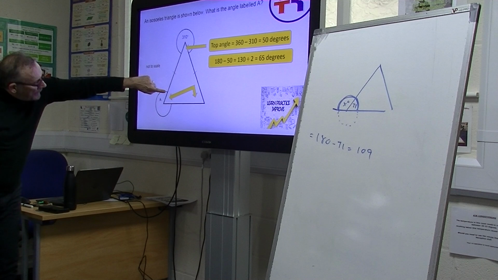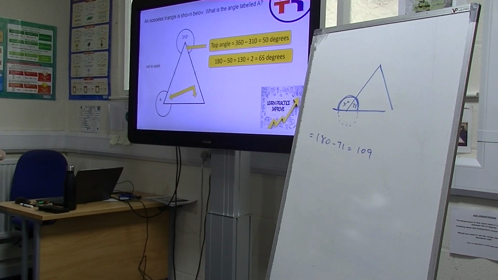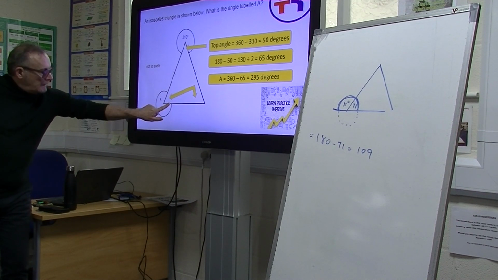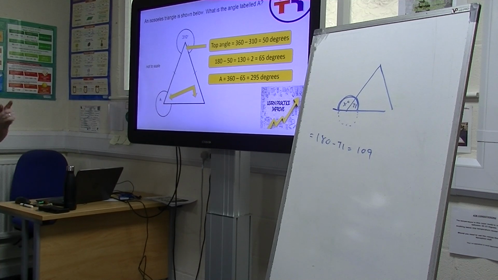So now we can work out that angle. Now we can work out A. 295. 360 minus the 65 gives us the 295. That's all we need to know about angles.